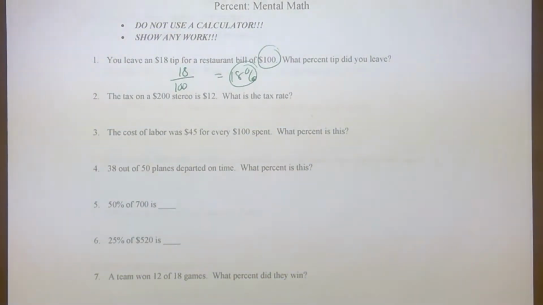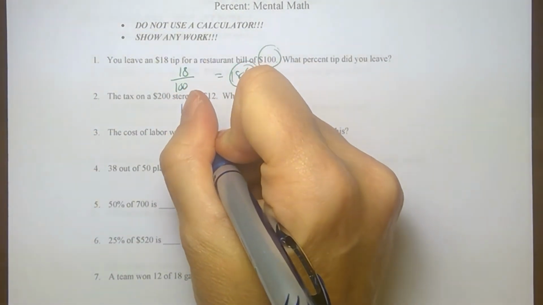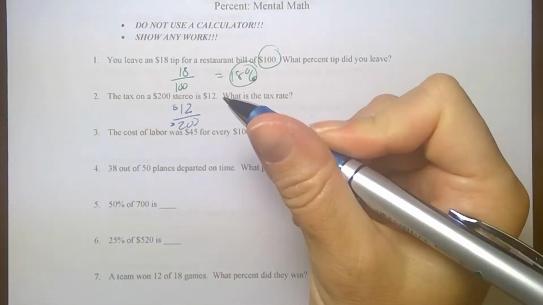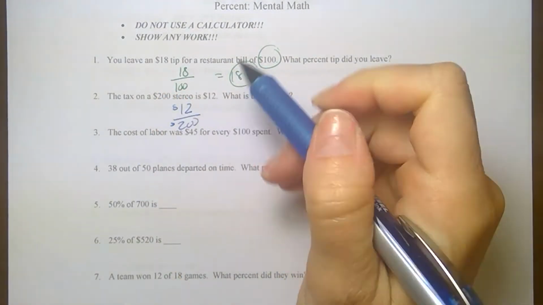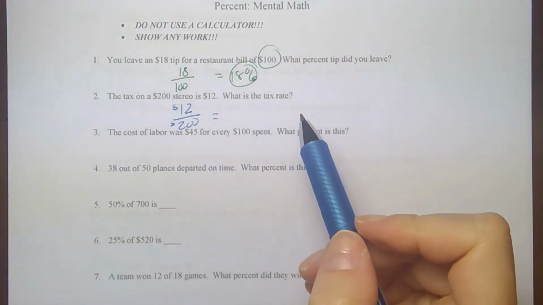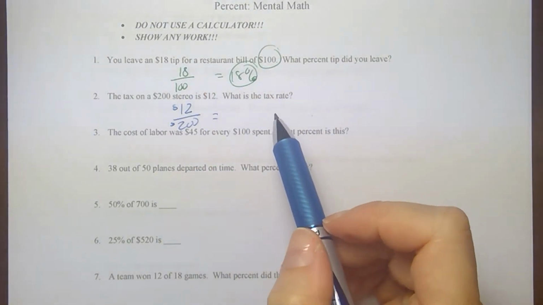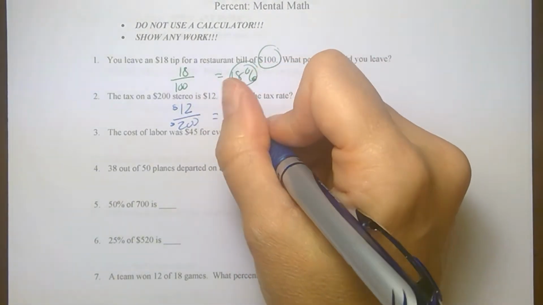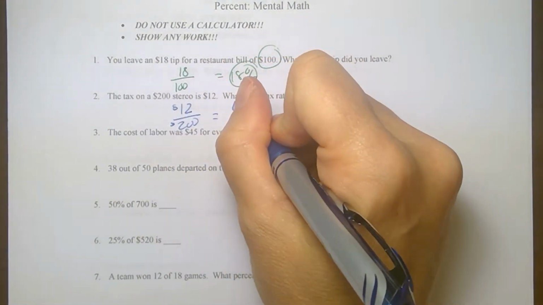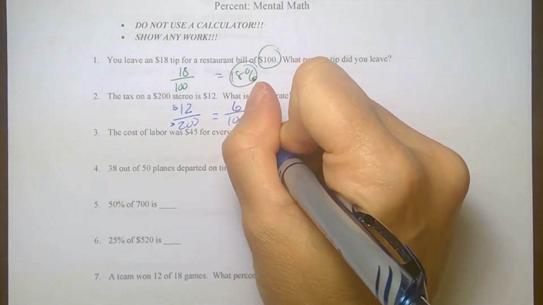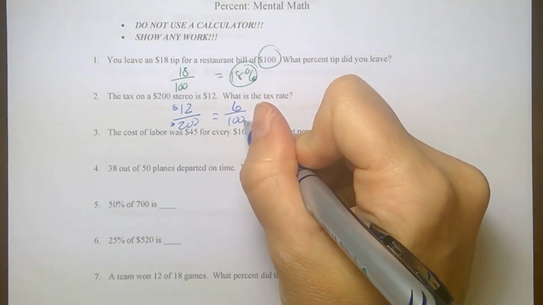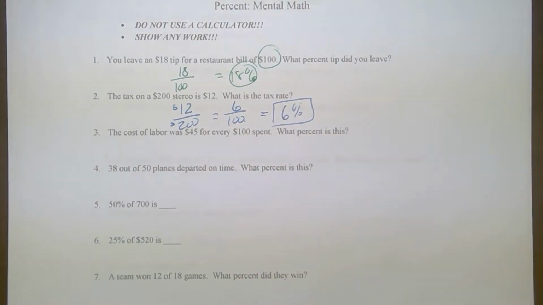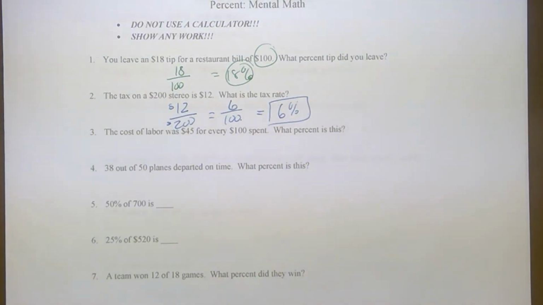All right, number 2, the tax on a $200 stereo is $12. What's the tax rate? Well, that is $12 on a $200 stereo. The dollar signs cancel out, dollars over dollars. So I've got 12 over 200. Remember, percent is out of 100, and those are both even numbers. I can reduce them both by 2. So 12 divided by 2 is 6, and 200 divided by 2 is 100. Anything compared to 100 is the same as the percentage. So my tax rate is 6%.